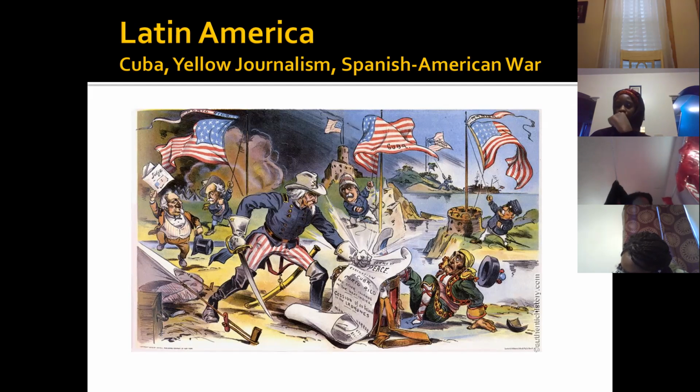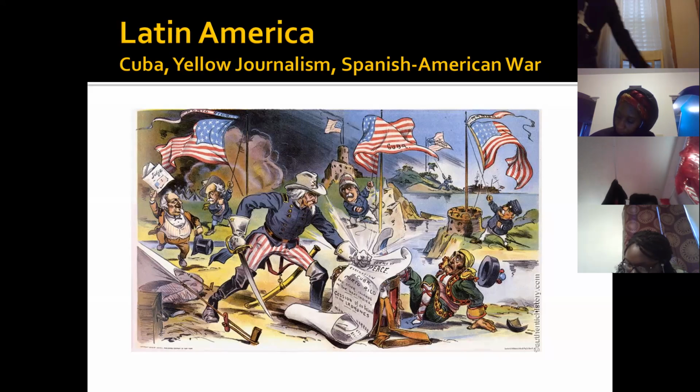And because of this reporting, many Americans demanded that the American government involve itself in Cuba and stop what was going on.